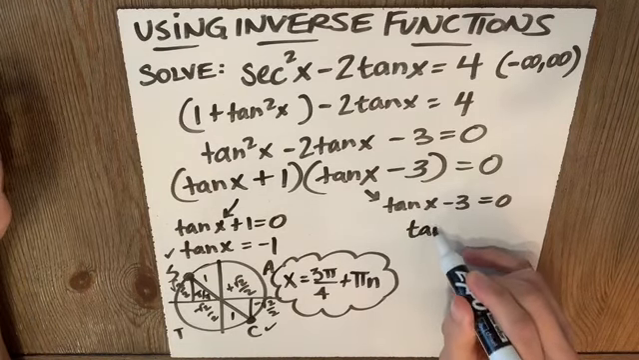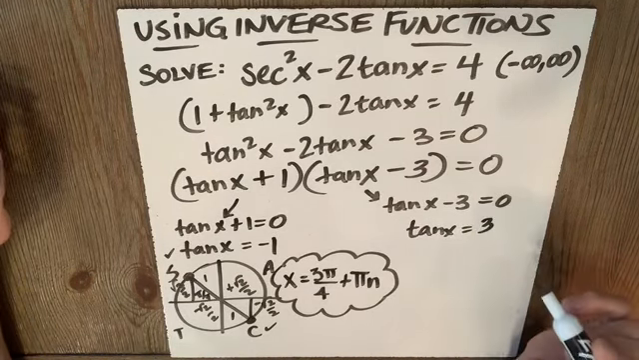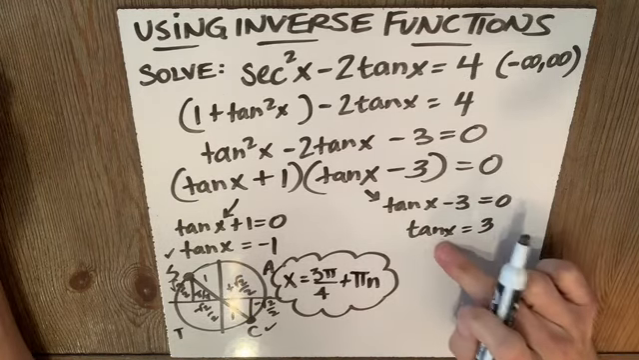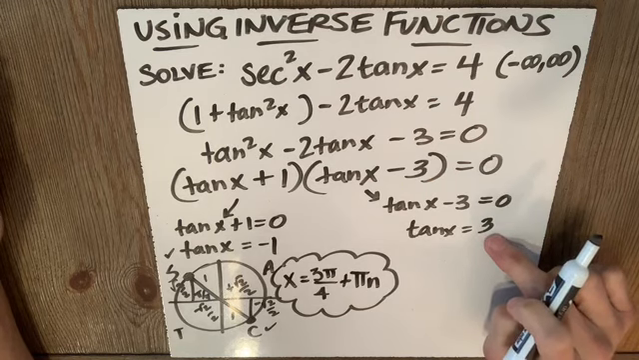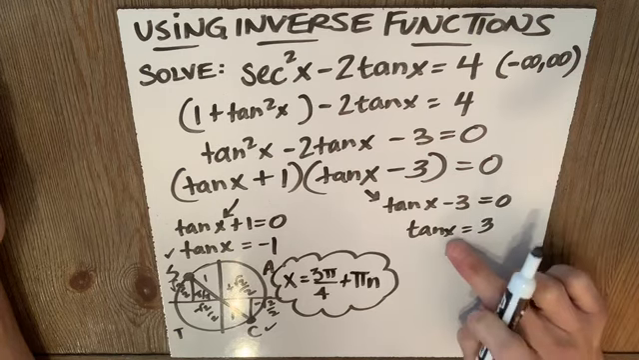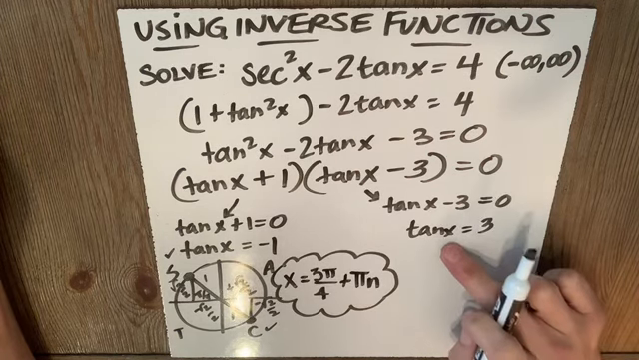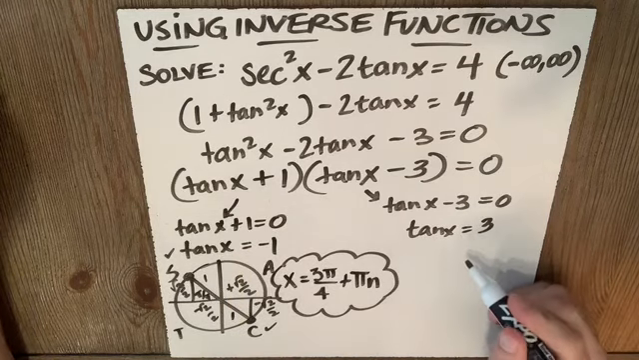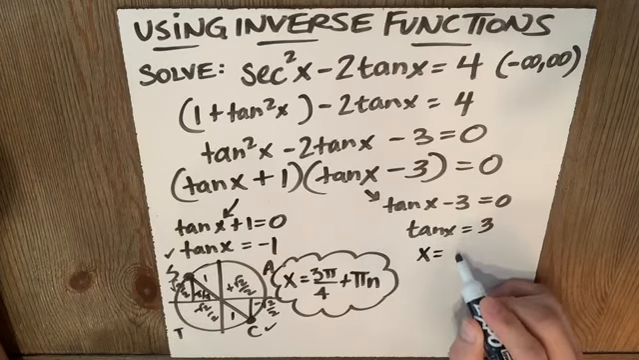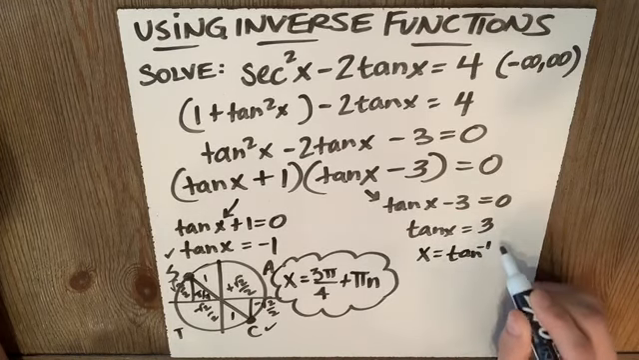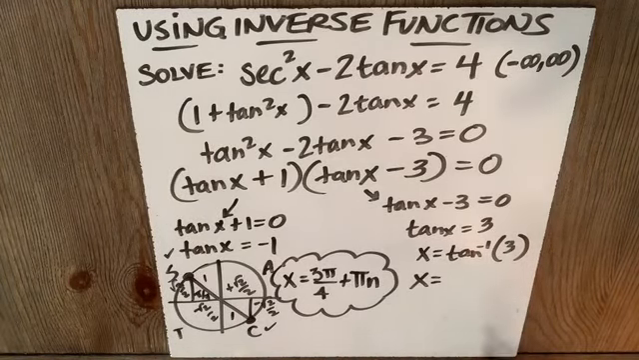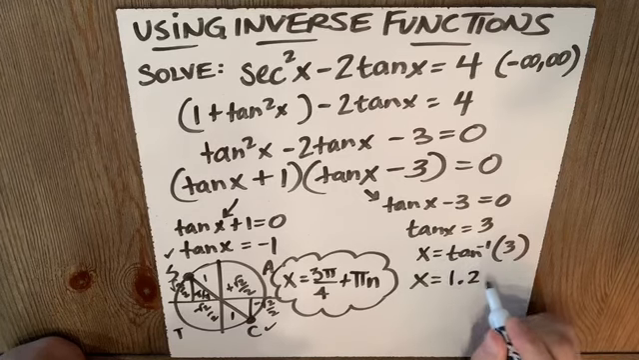Here, tangent x equals 3. Well, I don't have any special triangles that give me 3. Note, if this were sine or cosine, then my ratio better be between negative 1 and 1. But for tangent, the ratio is anything from negative infinity to infinity. So you can't give up on this and say, oh, no solution. That's only for sine and cosine. So here I can say x is equal to inverse tangent of 3. When I do this in radians, I get 1.25.